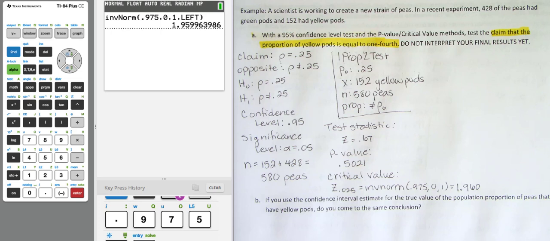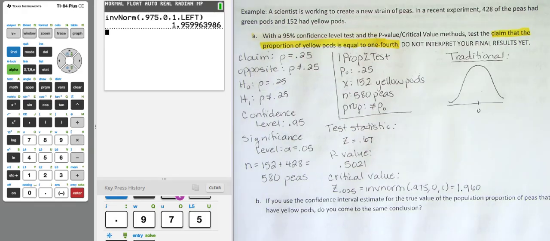Since we're working with the not equal to sign, we need to find the critical value to be able to create our graph. The alpha of 0.05 will now need to be split between two regions, leaving us 2.5% to the right, or an area of 0.025. Using inv norm, we have a critical value of 1.960.